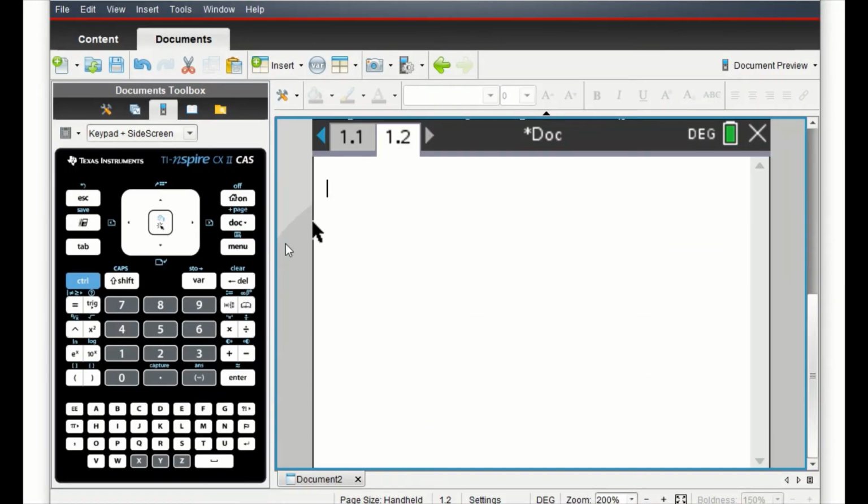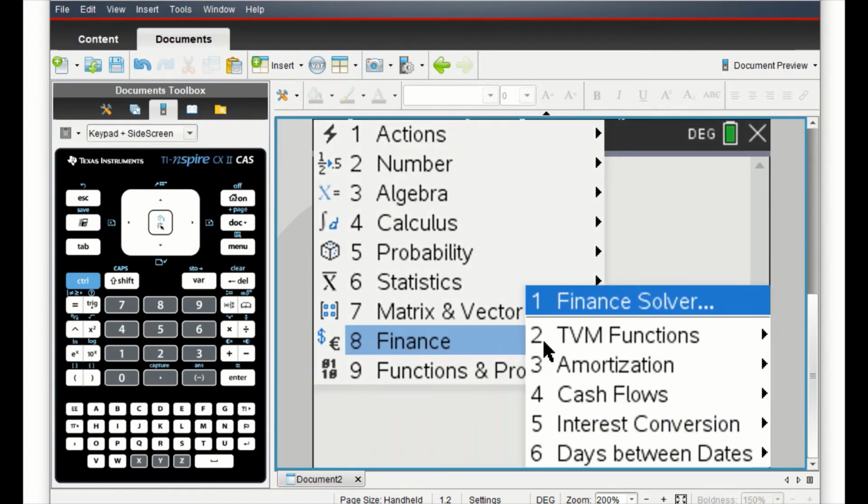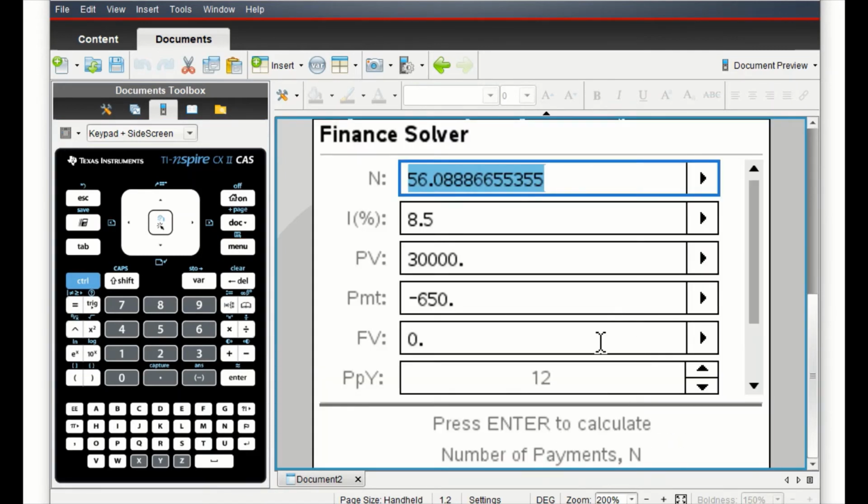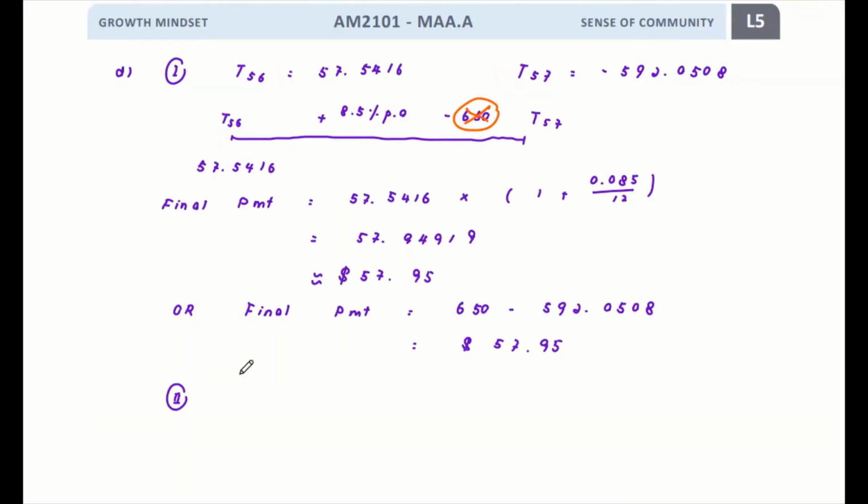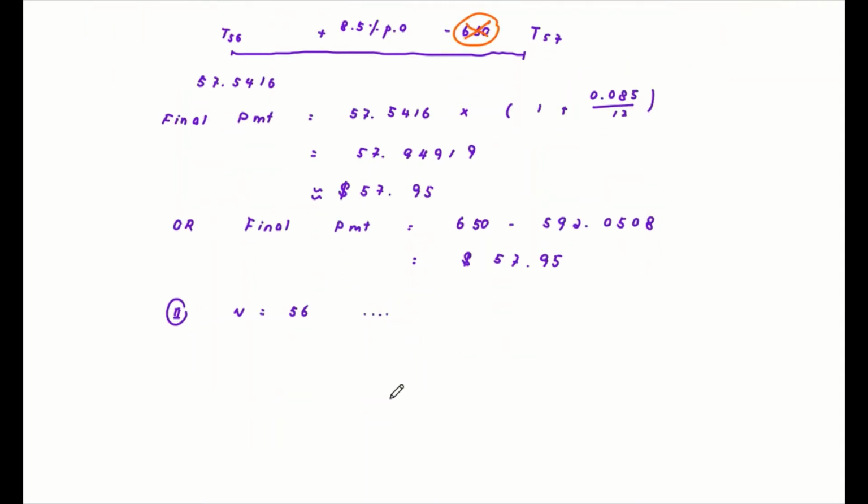Okay, so you can see that previously when we tried to calculate this, you realize that we need 56.088866555355 to actually finish off this. And at the end, we know that we are going to do it at the end for the 57th year, right? So what we should do is change our finance calculator here to be n equals 56, and the rest are just the same. Then you just find out what is the final value that you still have left after the 56 here. Then you'll be able to get this amount.